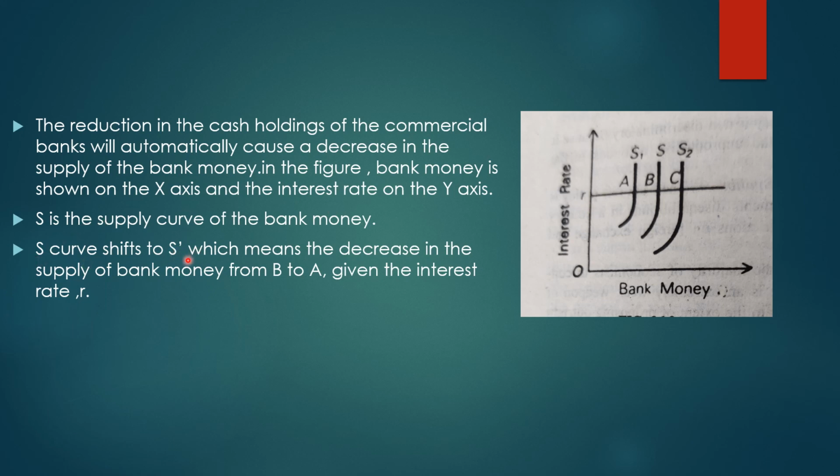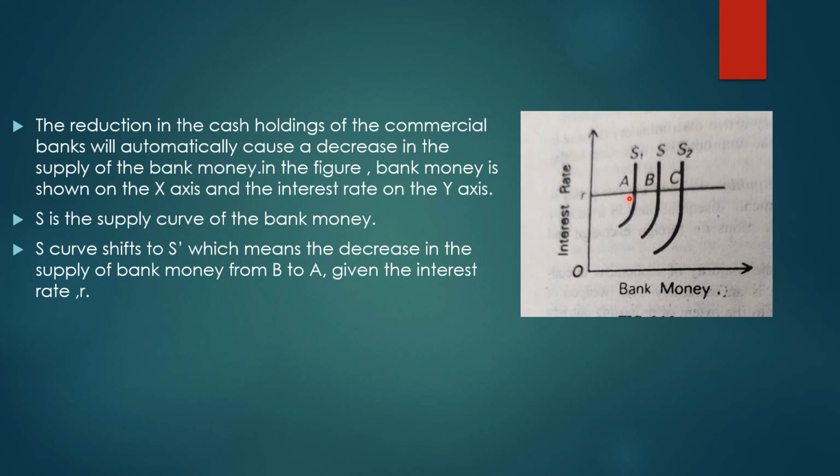Now the S curve shifts to S dash, which means that there is a decrease in the supply of bank money from B to A, given the rate of interest R. See, the bank money initially, before the central bank sold any securities, was at point B. Now, as we saw in the previous slides, when the central bank sold securities worth 10 crore, we came to the conclusion that the bank money has reduced. It came from B to point A.